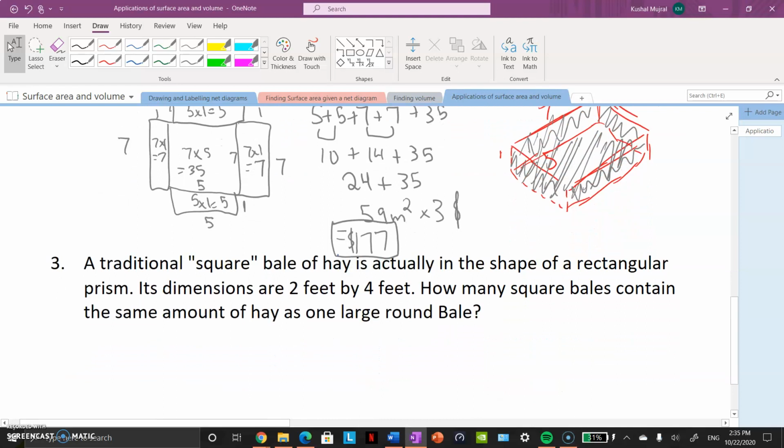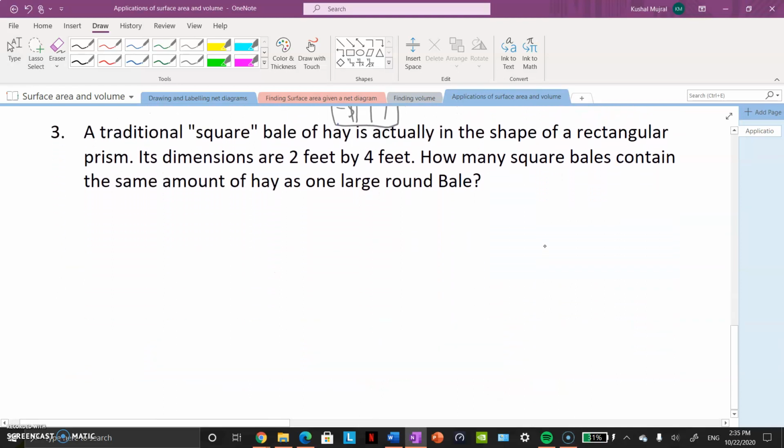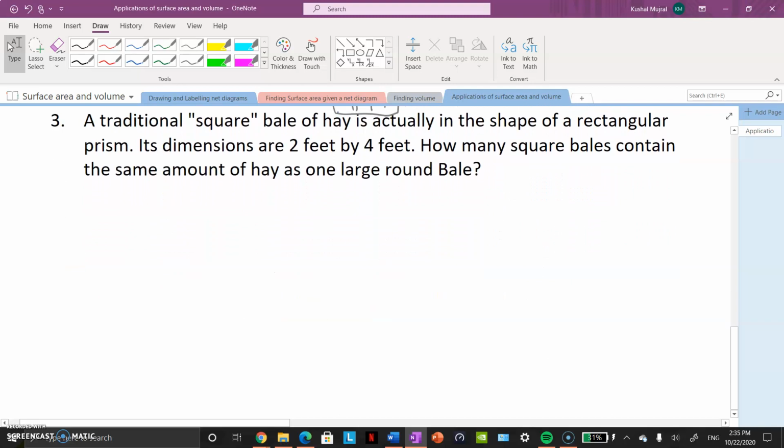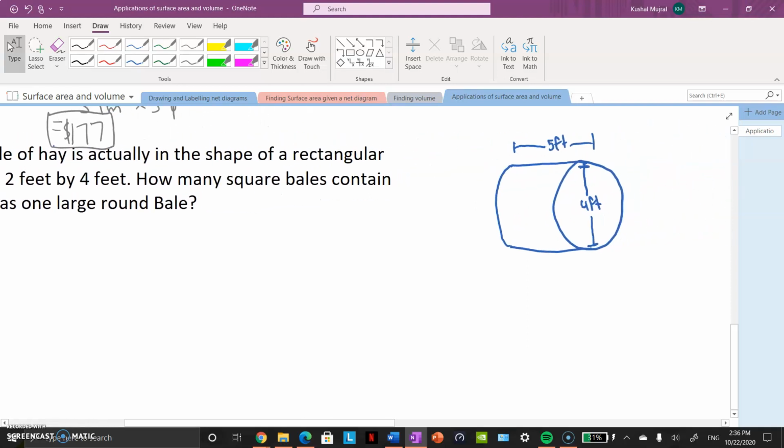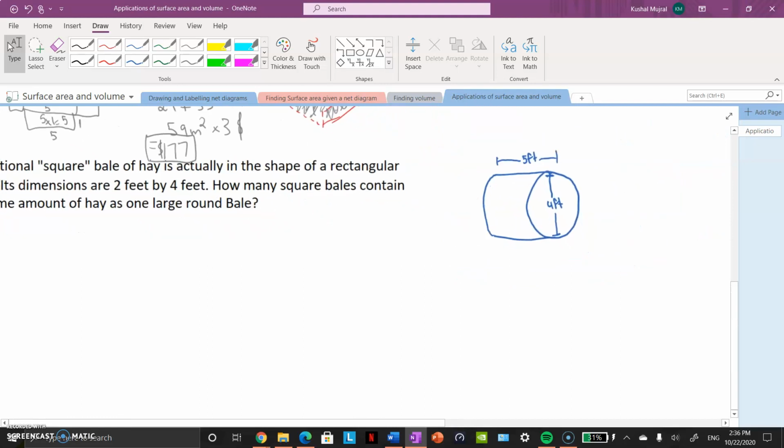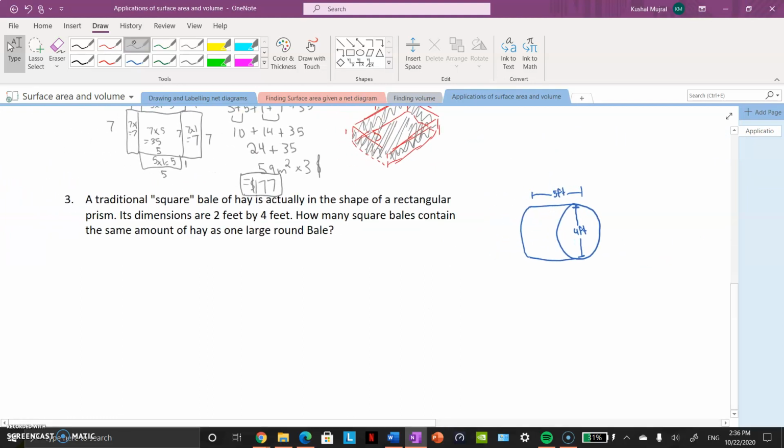So it says, a traditional square bale of hay is actually in the shape of a rectangular prism. Its dimensions are 2 feet by 4 feet. How many square bales contain the same amount of hay as one large round bale? So there's a drawing here of a round bale, and we're going to make a drawing of a square bale. So let's just draw it right here. Square bale is 2 feet by 4 feet.